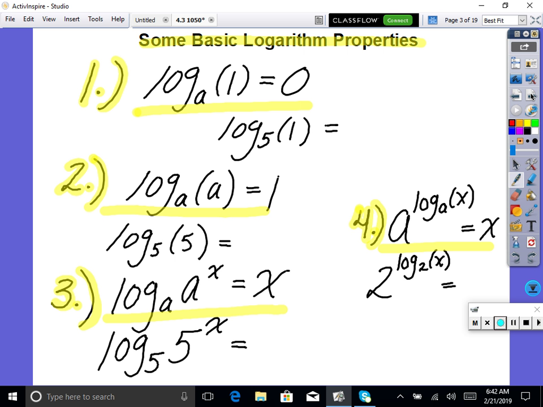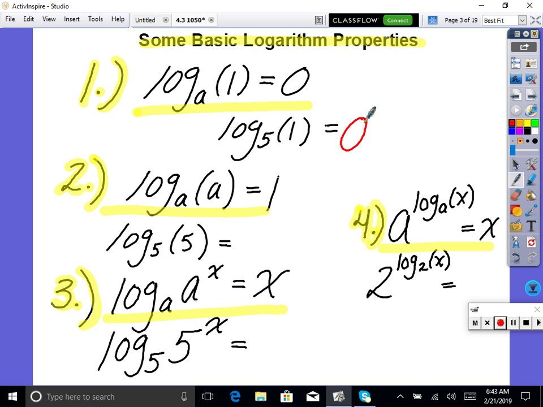Okay, so here are some basic logarithm properties. So some basic ways to simplify logarithms, in other words. Properties help you simplify logarithms. So log to the base a of 1 will always equal 0. Log to any base of 1, if 1 is inside the parentheses, will always equal 0. So log to the base 5 of 1 would equal 0.